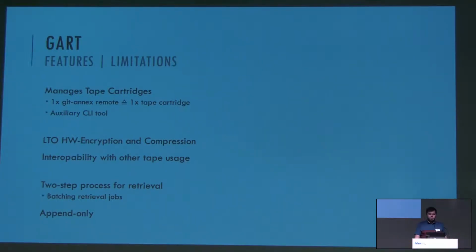So I'm encrypting a symmetric key, which I'm then sending to the tape drive to do all the encryption for me. There's this two-step process for retrieval, and that's something I hope maybe to be able to eliminate in the future. And it's append-only, like usually you're only writing to the end of a tape, so there's not really a way to drop data from the cartridge. Otherwise, I need to reformat and I basically forget about the whole remote.